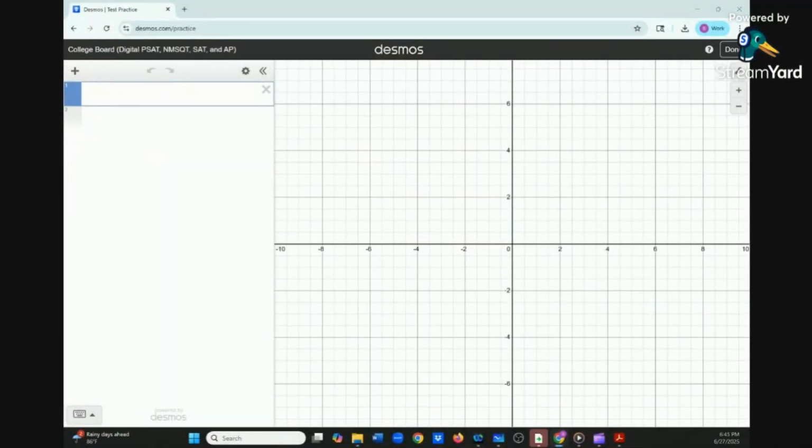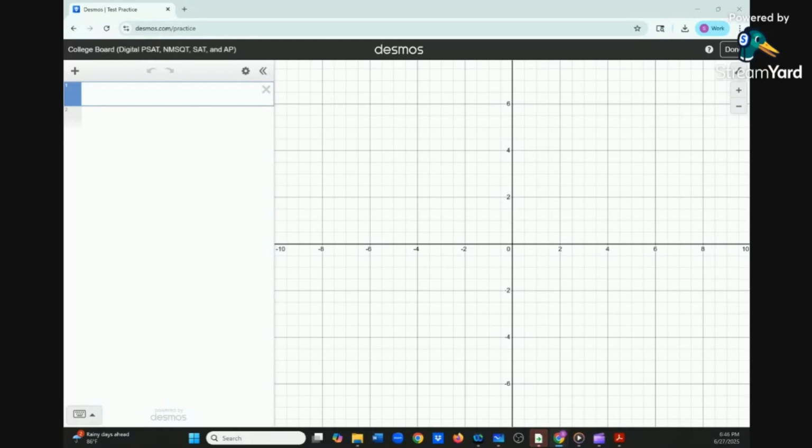So here we are, Desmos. Be sure, if you are studying at home, that you go to desmos.com/practice, and then select SAT, PSAT, and the calculator, so that you're using the correct calculator when you're practicing at home, because the Desmos calculator that you get on the SAT exam is not the same as the calculator you get just regularly if you go to desmos.com. So that's very important to note.